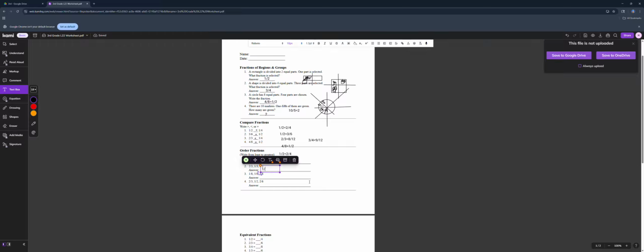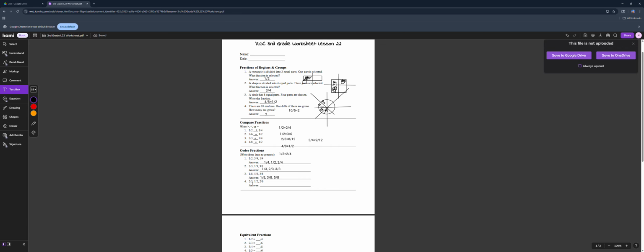Then we have number 2, 2/3, 1/3, 3/3. The smallest would be 1/3, the second smallest 2/3, and the greatest 3/3. Then we have 1/8, 5/8, 3/8. The smallest here will be 1/8, then the second smallest is 3/8, then the largest is 5/8.